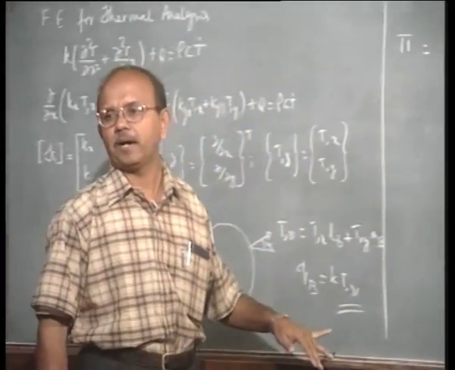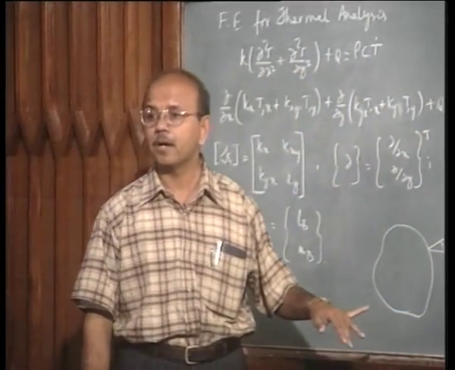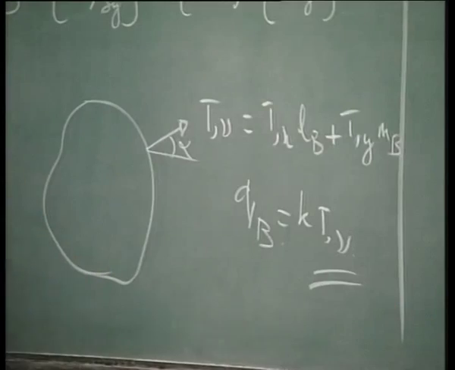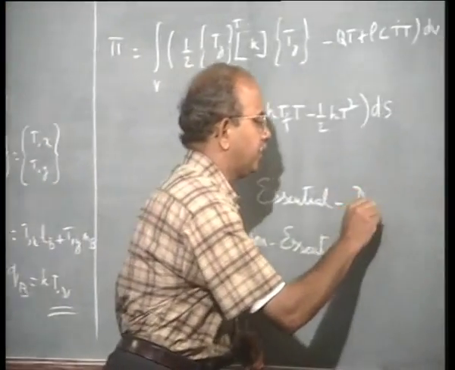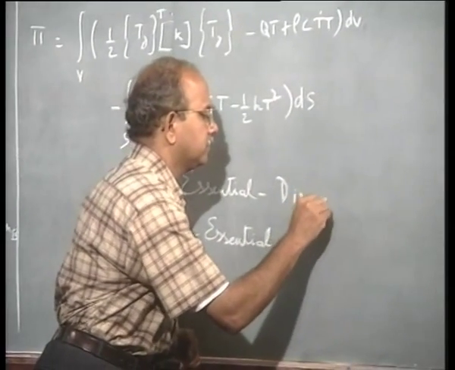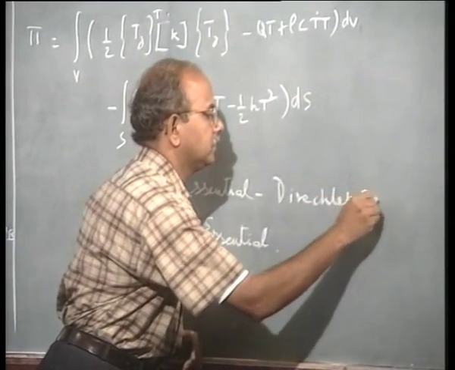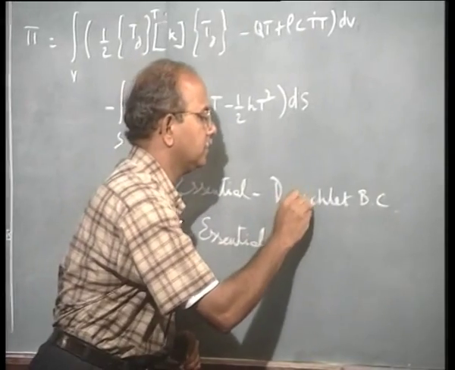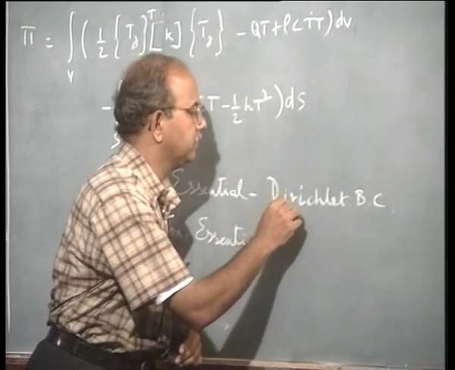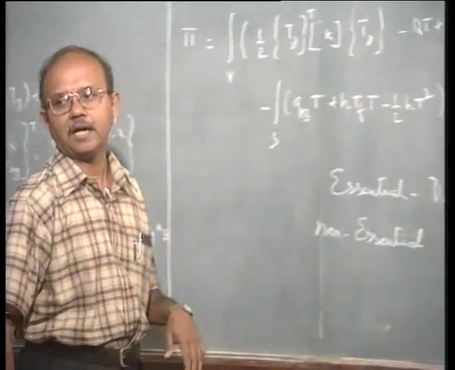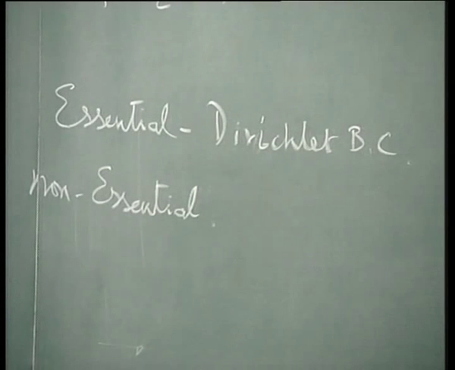The heat flux part gives you the non-essential boundary condition. People call this essential boundary condition the Dirichlet boundary condition, and the other one the Neumann boundary condition.